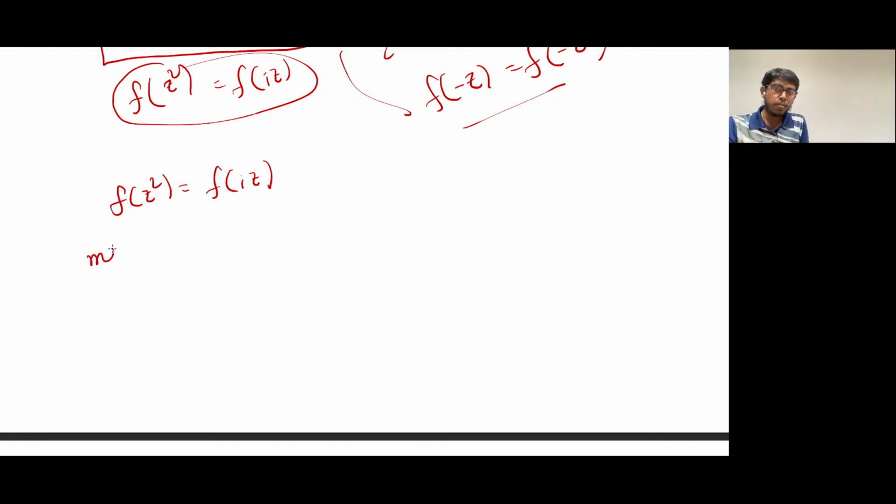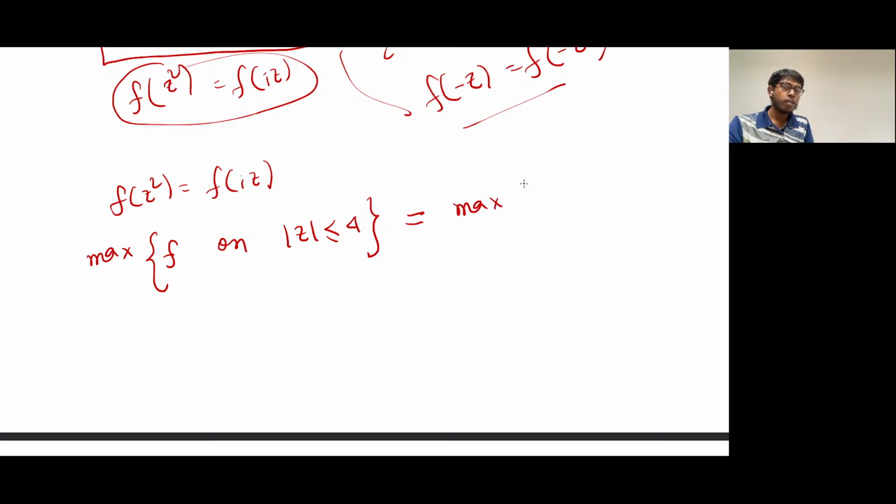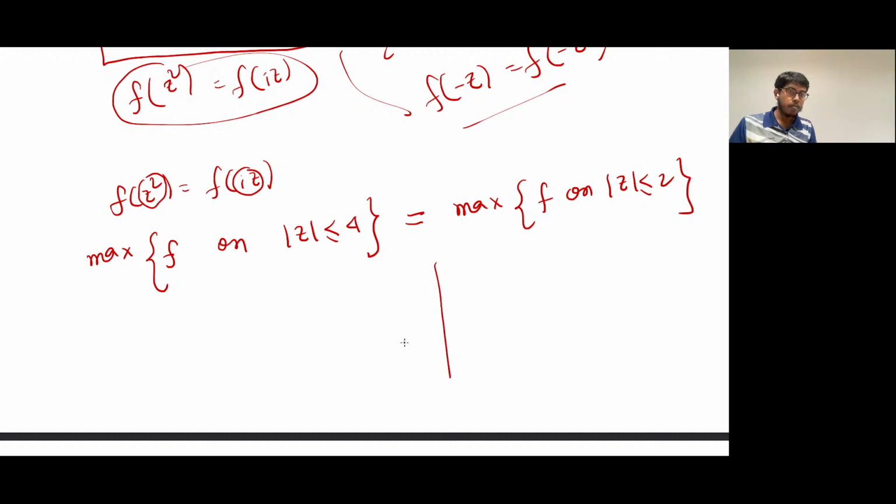If I find the maximum value of f on mod z less than or equal to 4, is it the same as the maximum value of f on mod z less than or equal to 2? Are these two maxima the same? Because these two are the same, since we have mod z square and iz. So it means that f has a maximum value on this and also this.